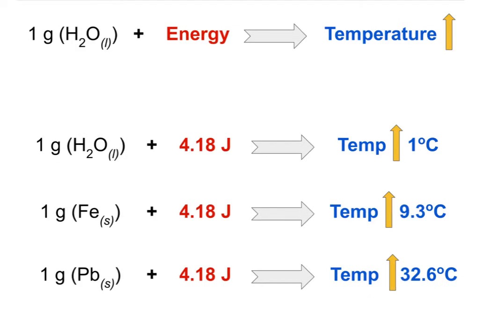But here is an interesting fact. Different substances, compounds, and elements react differently to the amount of energy that is transferred into them. If I take 1 gram of liquid water and transfer 4.18 joules of energy into it, the temperature of that water will increase by 1 degree Celsius. If I transfer the same amount of energy into 1 gram of iron, the temperature of the sample will shoot up 9.3 degrees Celsius. And if I transfer the same amount of energy into 1 gram of lead, then the temperature of that sample of lead will shoot up 32.6 degrees Celsius.